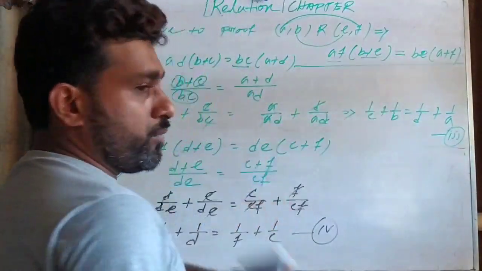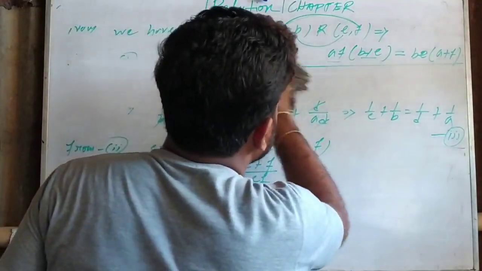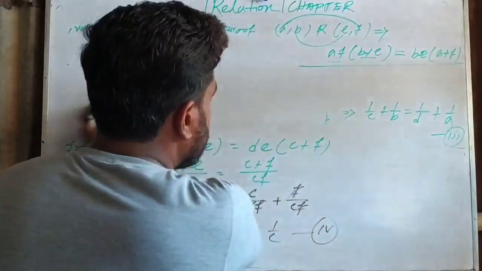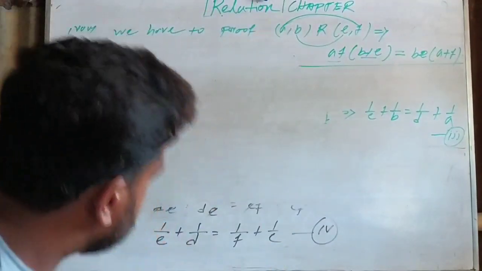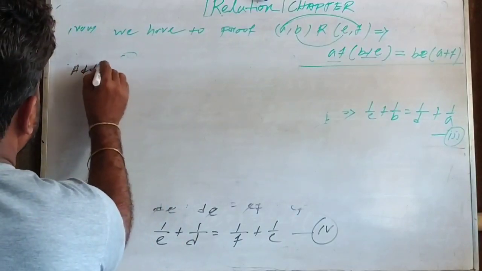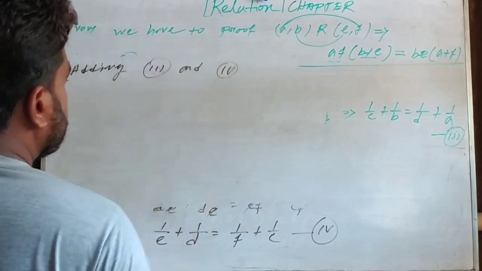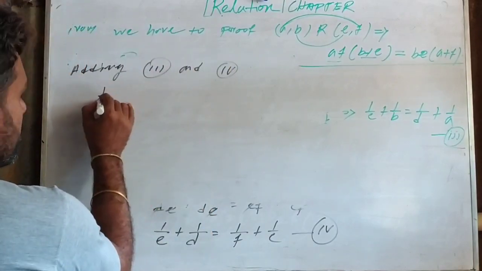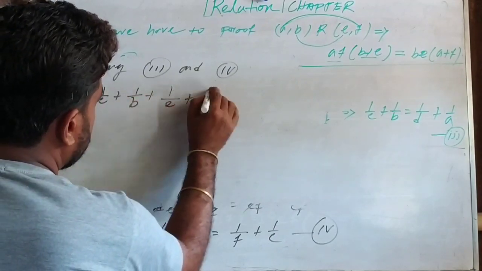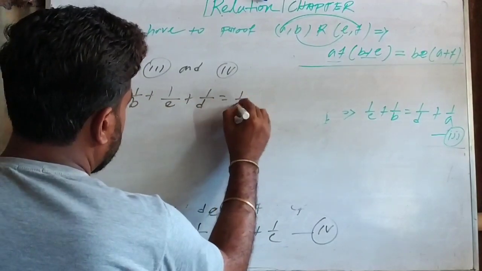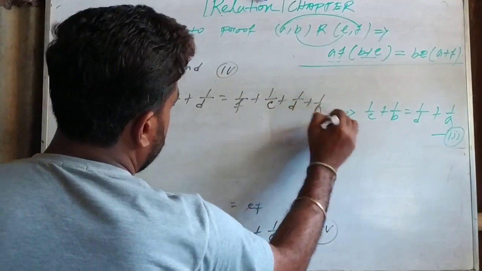Now adding 3 and 4. Just add this 3 and 4. 3 and 4 identity. Okay. Add this 2. Then see what will you get here. Just adding 3 and 4. 1 by c plus 1 by b plus 1 by e plus 1 by d equals to 1 by f plus 1 by c plus 1 by d plus 1 by e.